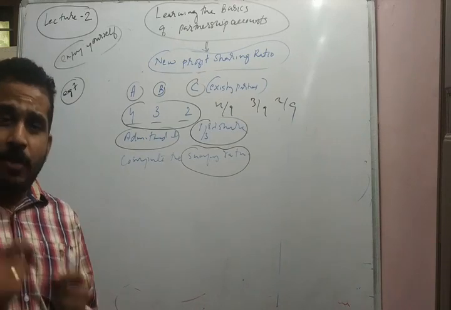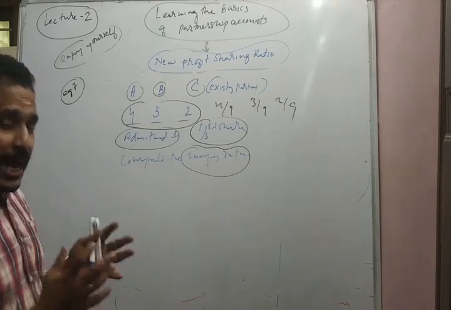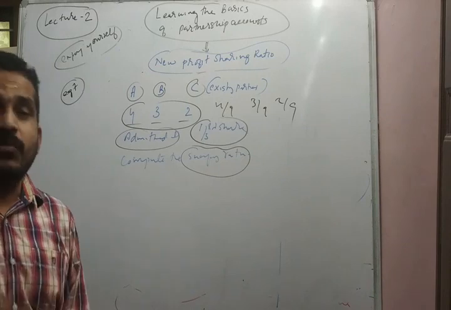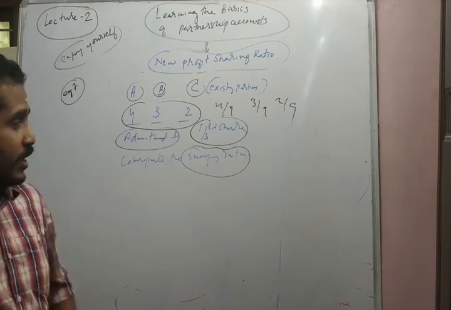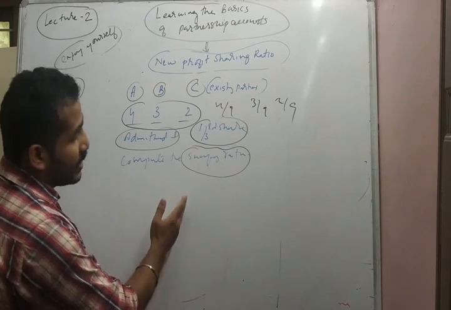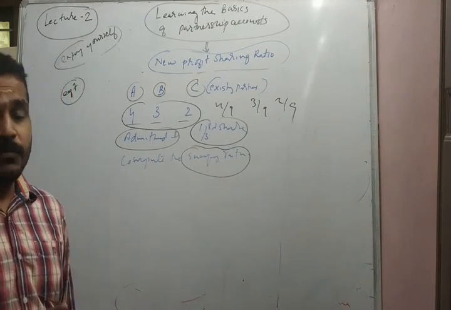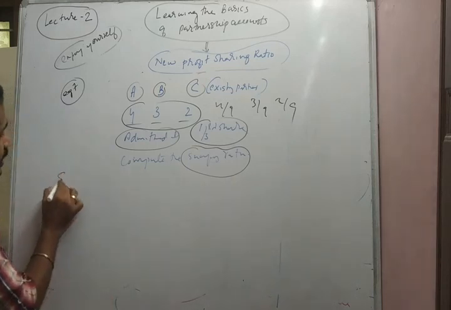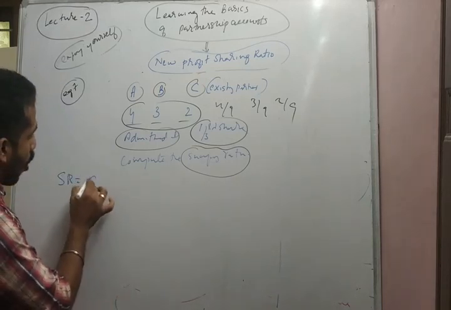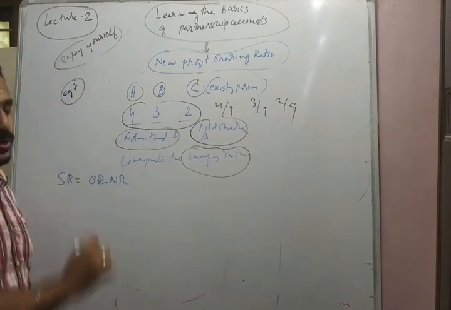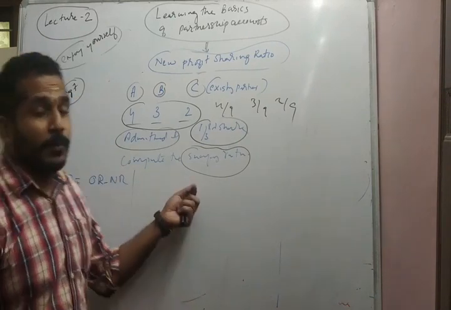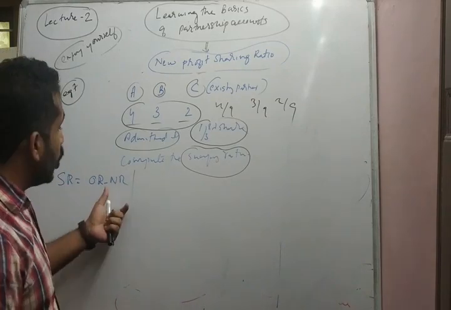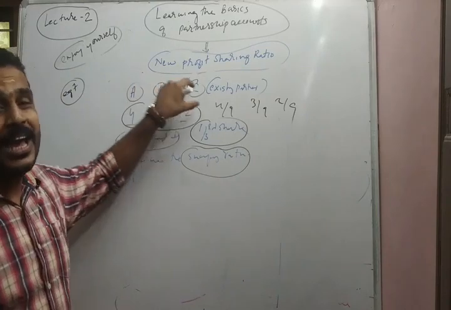For the sake of examination, what is required? Your working notes. So for that purpose, we should compute the sacrificing ratio the way it is required. Even though the question asks us to calculate the sacrificing ratio, for the purpose of it, we should calculate the new profit sharing ratio, because sacrificing ratio is equal to old ratio minus new ratio. This is the formula. So for the calculation of sacrificing ratio, we have to first calculate the new profit sharing ratio of A, B and C.